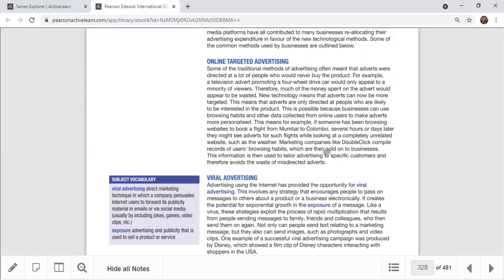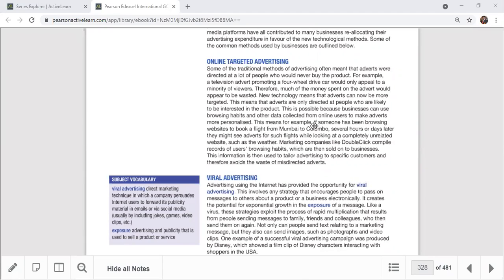Marketing companies like DoubleClick compile records of users' browsing habits and searches. For example, if you search about hotels, the next day a pop-up advertisement comes about hotels. Search about flights, like in this case Mumbai to Colombo, and the other day you can see all the websites showing you everything possible, with details, bookings.com, everything coming for you.